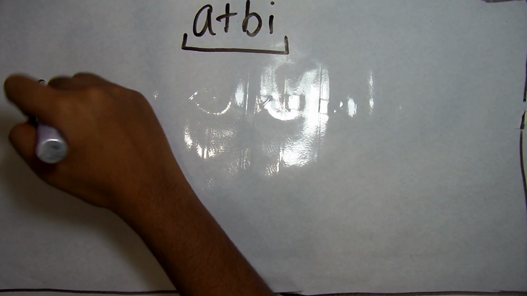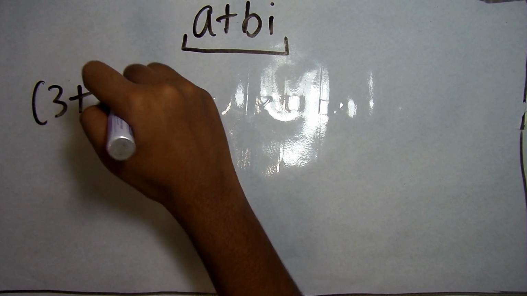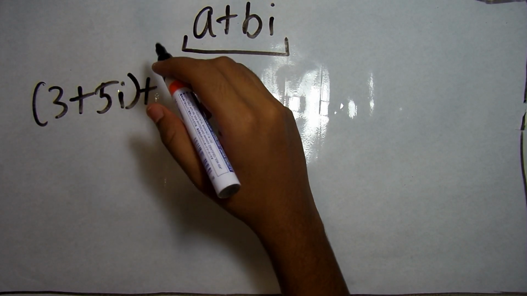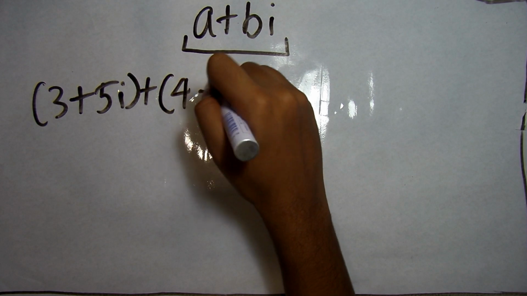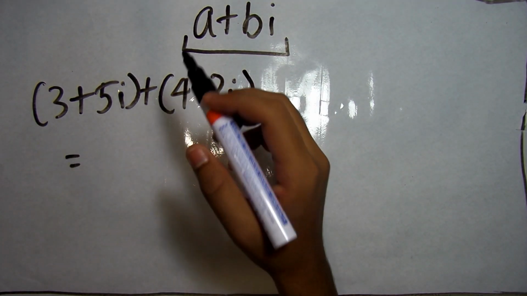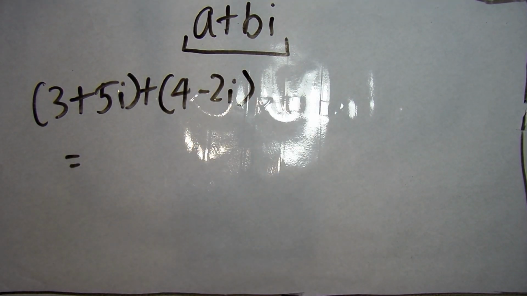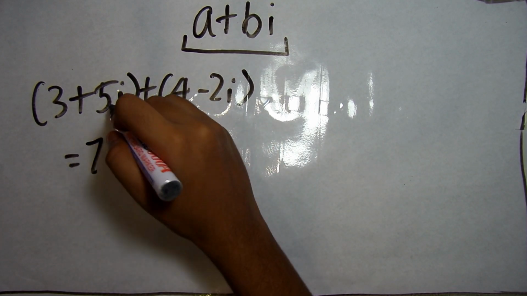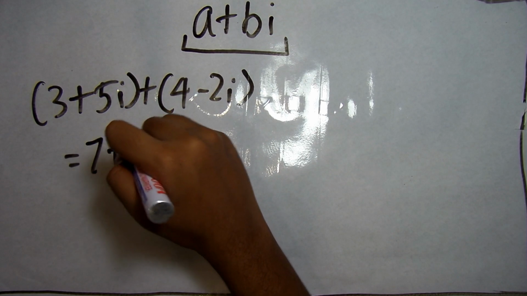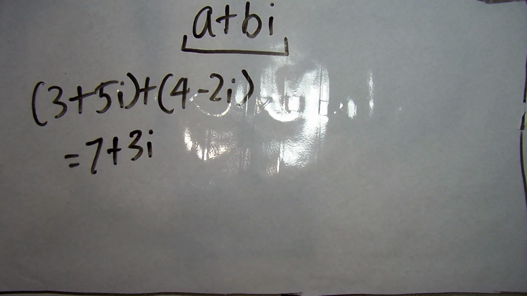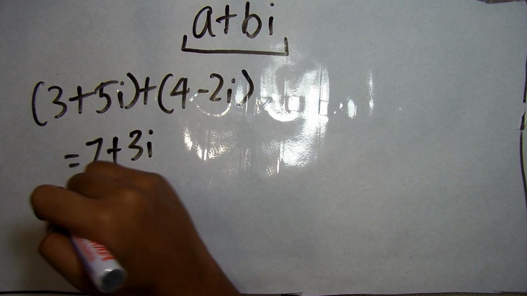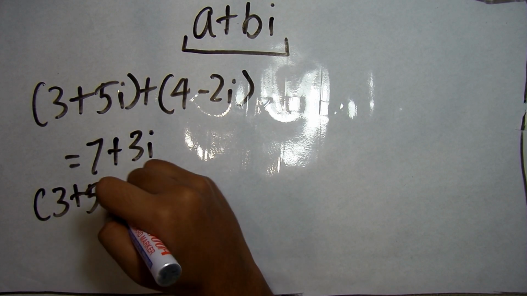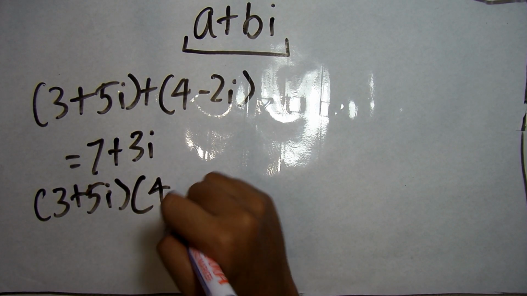So when we add expressions in complex form, so 3 plus 5i plus 4 minus 2i, for example, we treat them like all algebraic expressions, we combine like terms. So 3 plus 4 is equal to 7 and 5i minus 2i is 3i. As simple as that. And we can even multiply (3 plus 5i) times (4 minus 2i).